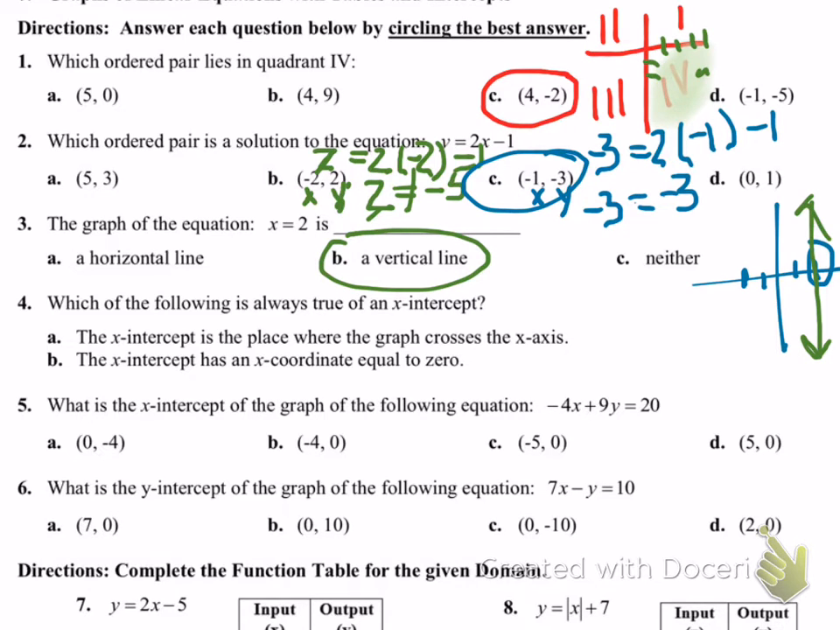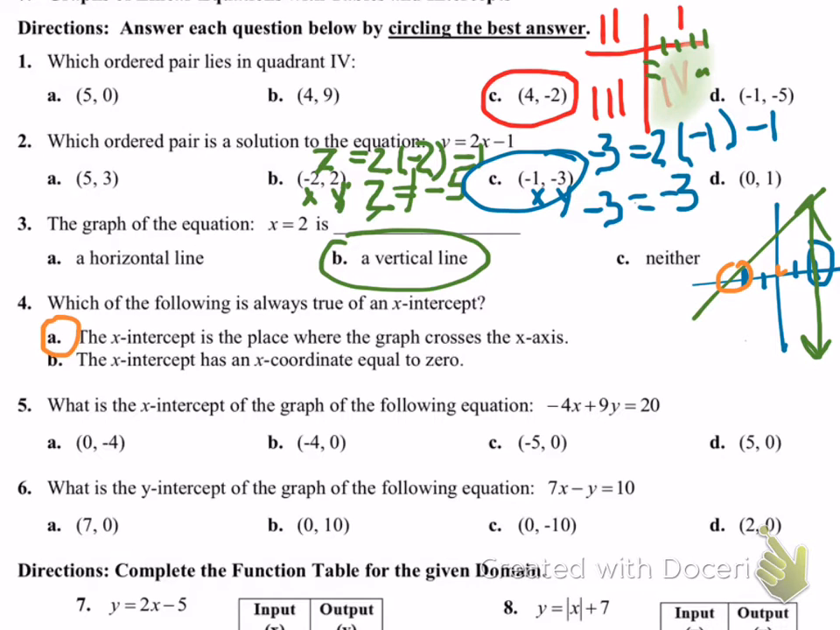Number 4, which of the following is always true of an x-intercept? The x-intercept is the place where the graph crosses the x-axis. If here is a random line, the x-intercept is where it crosses the x-axis, so that would be true. B says the x-intercept has an x-coordinate of 0. It could if it went through the origin, but it doesn't always go through the origin, so 4 is A.